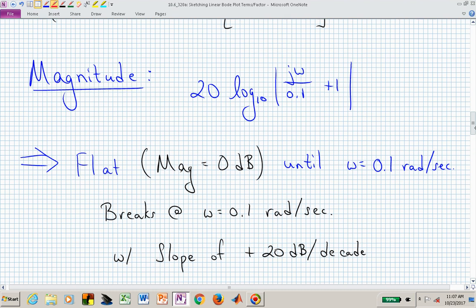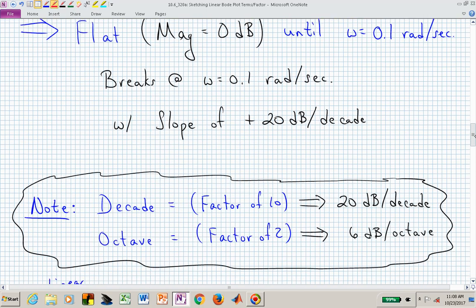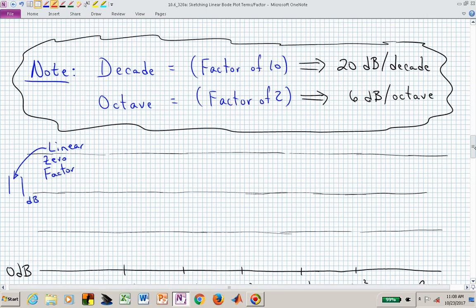In this case, we want to now sketch that. So now we have two straight lines. We have one that's flat, horizontal at 0 dB, and then we have another one that has a slope to it, and in this case it's a zero factor, so our slope is up, and it will be sloping at 20 dB per decade, and that slope will begin at the break frequency. So let's see if we can sketch that.